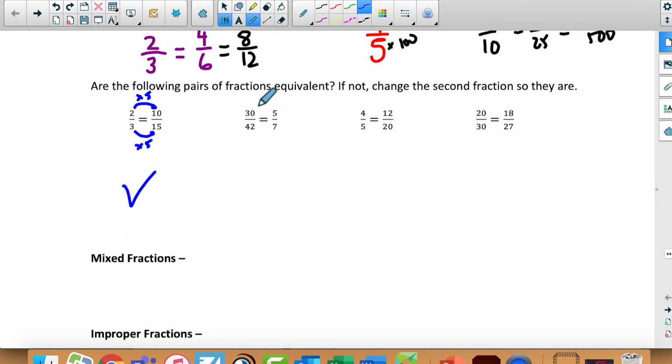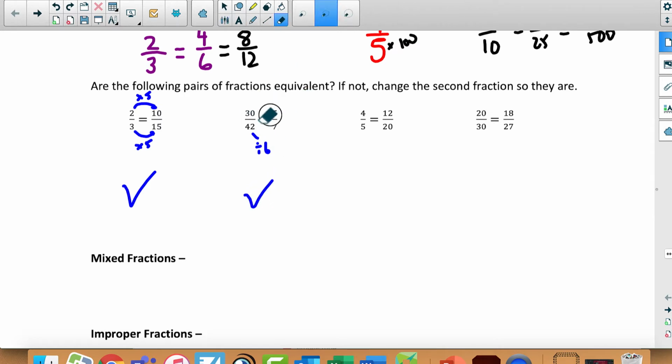Let's look at the next one. What did I multiply 30 by to get 5? Wait a minute, I probably didn't multiply 30 by something. I probably divided by something. What did I divide 30 by to get 5? I divide by 6. What did I do at the top? I also do the bottom. Divide by 6. Is 42 divided by 6 7? Yeah, it is. So this one's also equivalent.